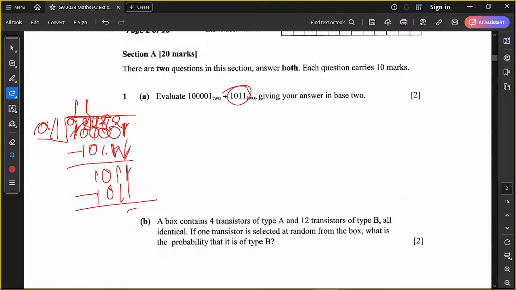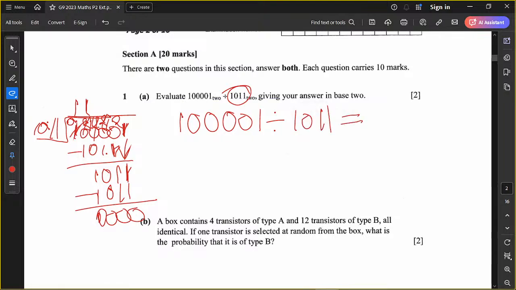Then we subtract. 1 minus 1 will give us 0. 1 minus 1 will give us 0. 0 minus 0 will give us 0. 1 minus 1 will give us 0. Now since we have gotten the zeros down, that means our calculation has ended. Therefore, we can say that dividing 100001 by 1011 will give us 11. Remember, these are in base 2.